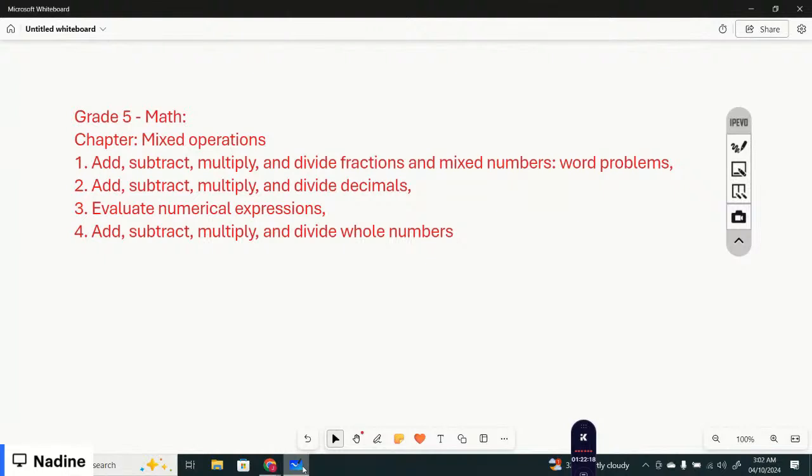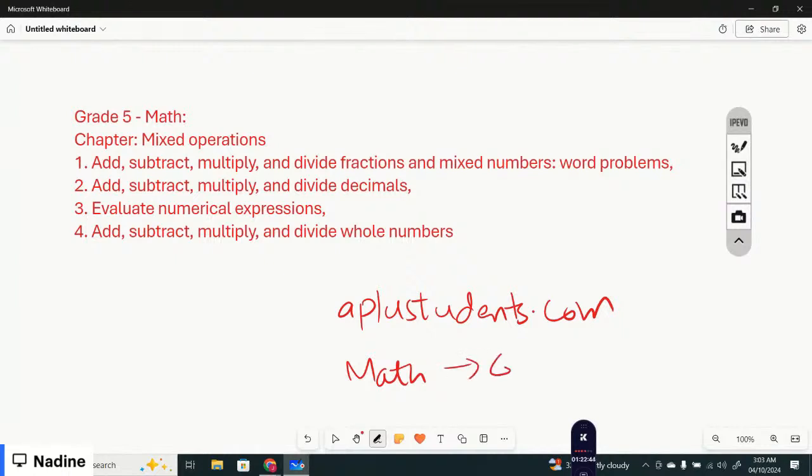You can find all the lessons on aplusstudents.com. You have to log in there. Your address and password is provided by the administrator. Then you have to select math from the subject tab. Scroll down to grade 5 math and then click on papers.